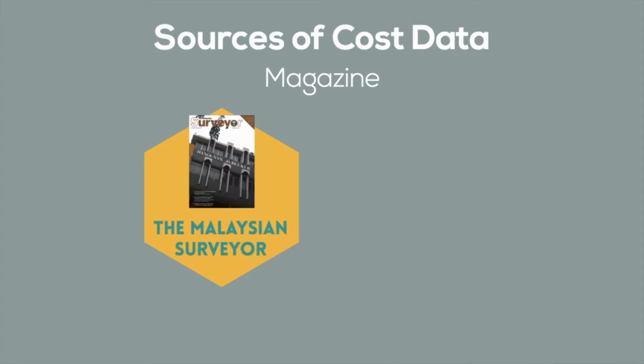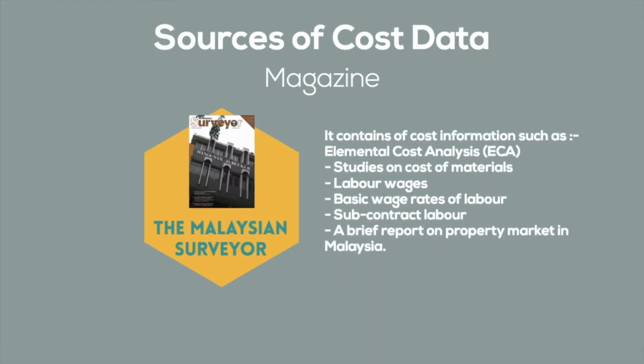The magazine is called the Malaysian Surveyor, which contains cost information such as ECA, studies on cost of materials, labor wages, and basic wage rates of labor. Also subcontract labor and a brief report on the property market in Malaysia.